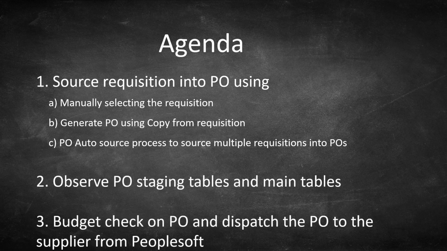Then we will also observe what are the PO staging tables which are affected during the process and what are the PO main tables which store the data once the POs have been generated. Finally, we will perform the budget check on one of the POs and we will dispatch the PO from PeopleSoft to its supplier. So without any delay, let's get started.